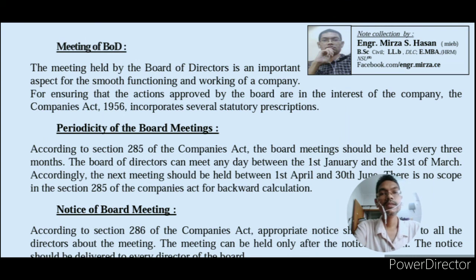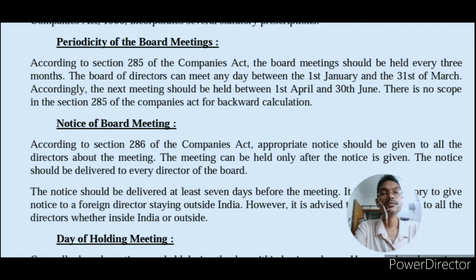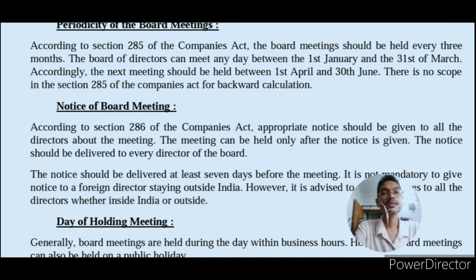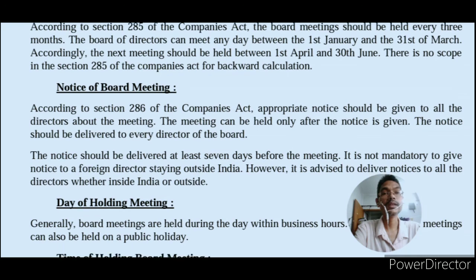Meeting of BOD. The meeting held by the board of directors is an important aspect for the smooth functioning and working of the company. For ensuring that the actions taken by the board are in the interest of the company, the Companies Act 1956 incorporated several statutory provisions. Periodicity of the board meeting. According to Section 285 of the Companies Act, the board meeting should be held every 3 months. The board of directors can meet any day between the 1st of January and the 31st of March. The next meeting should be held between 1st April and 30th June. There is no scope in Section 285 of the Companies Act for backward calculation.